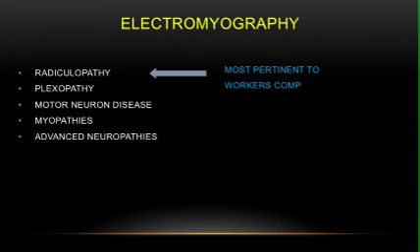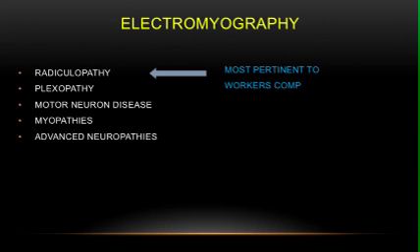As I mentioned, what's pertinent to us, by far the most common, are the radiculopathies, which are the pinched nerves at the cervical and the lumbar levels. Sometimes we'll come across plexopathies, and then other things that we'll see with electromyographies are motor neuron diseases, myopathies, and advanced neuropathies, which are much less pertinent in the workers' comp world. This is by far the most common. So this we already talked about.